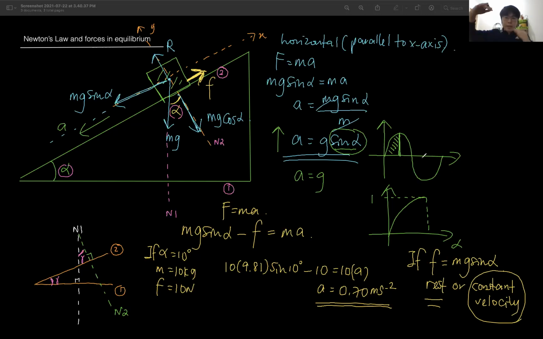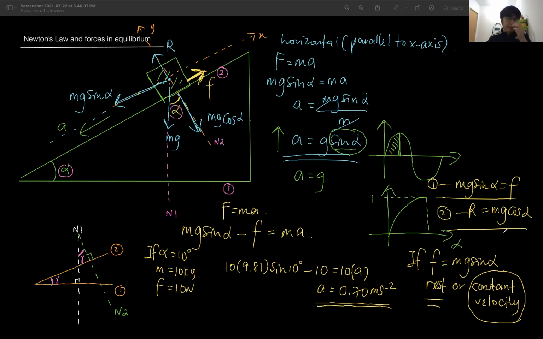Meaning that the horizontal forces are balanced, vertical also balanced. So I can write my equation mg sine alpha equals F for the horizontal, and then vertical, R equals mg cos alpha. Here I get my equation 1, I get my equation 2. I can solve them simultaneously if you want to find any of the forces, R, F, mg, or the friction.